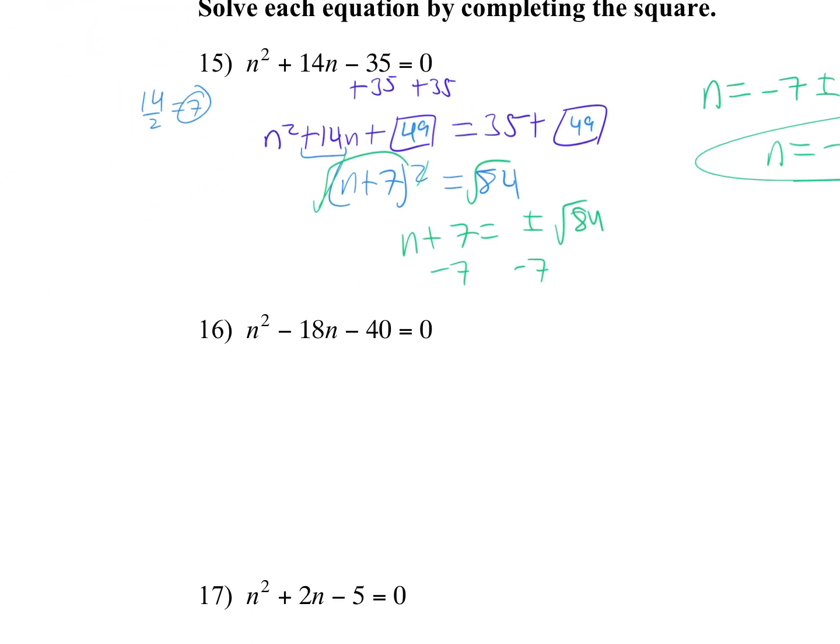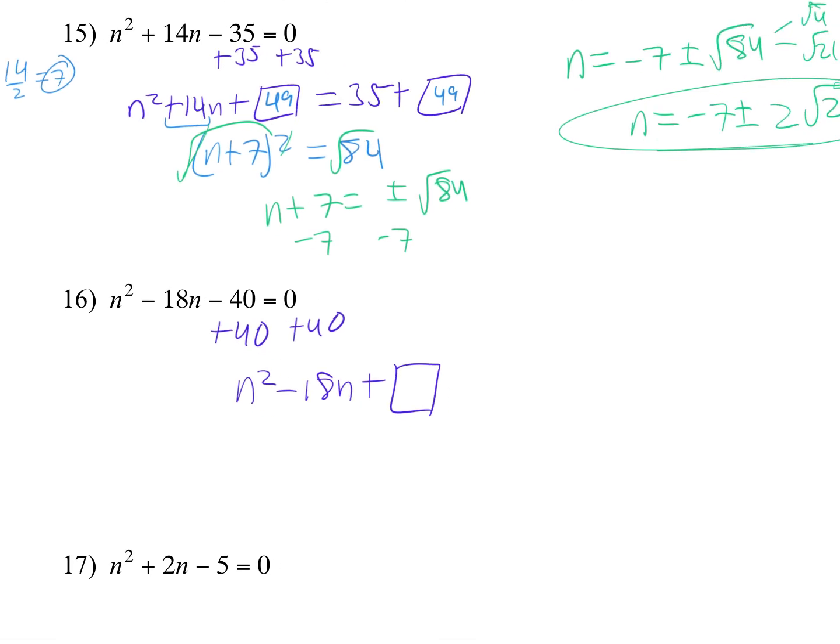All right, and it's going to be that process every single time. It gets a little bit different when we have numbers in front of the square term, right? But we'll get to that in a minute. Right, again, the first thing you want to do, get the constants to the other side. So let's add 40, and then we get n squared minus 18n plus a little space equals 40 plus a little space.